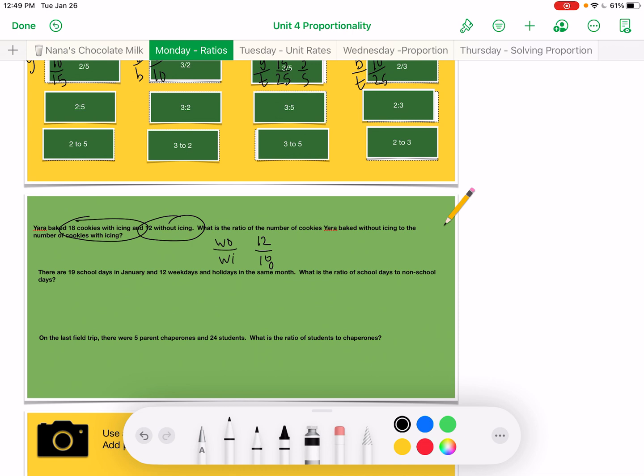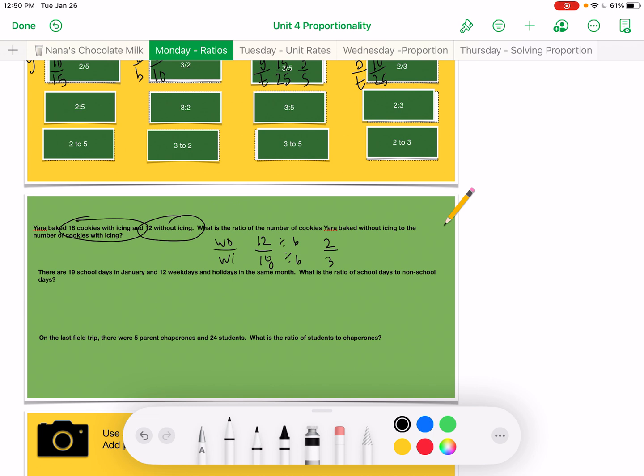You can simplify this. 12 and 18 are divisible by 2, 3, and 6. I'm going to go with 6. 12 divided by 6 is 2, and 18 divided by 6 is 3. This would be 2/3. This isn't 2/3 of the cookies. You can't turn this into a percent or a decimal because it's a part to part. You only can convert a ratio that is part to whole to a fraction, decimal, and percent.